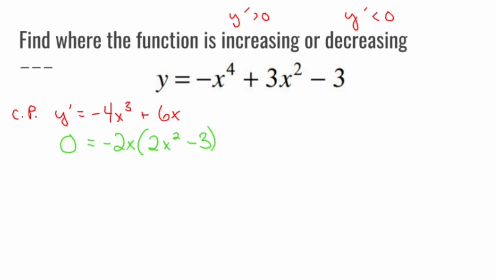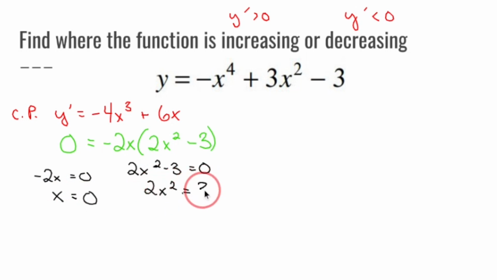Now, the zero product property says that if I have 0 equaling two factors multiplied together, I take each factor and set it equal to 0. So I have negative 2x equal to 0, and I have 2x squared minus 3 equal to 0. Divide both sides by negative 2, and one of my critical points is 0. Easy enough. Let's add 3 to both sides. Divide by 2, and x squared equals 3 over 2.